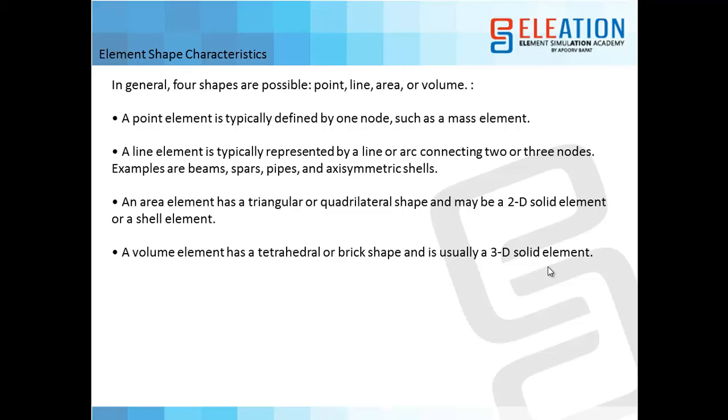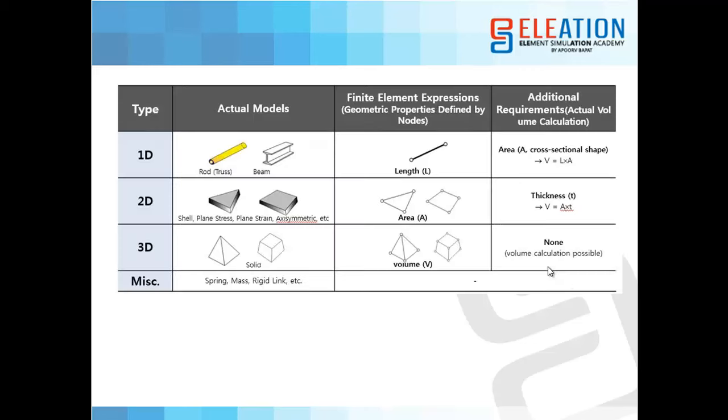Then an area element has a triangular or quadrilateral shape and may be a 2D solid element or shell element. So 2D types of elements are generated by connecting 3 nodes in a plane or 4 nodes on a plane, generating some area. Then a volume element has a tetrahedron or a brick shape and is usually a 3D solid element. So if you connect 4 or more nodes to create some volume of the elements, those types of elements come under 3D elements. We will see these characteristics in some more detail.